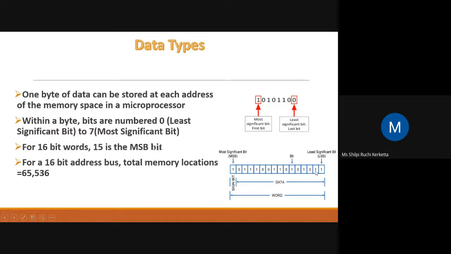Same with 16-bit characters or one word. This zeroth term will be our least significant bit or LSB, and this 15th term, the last left term, will be the most significant bit.